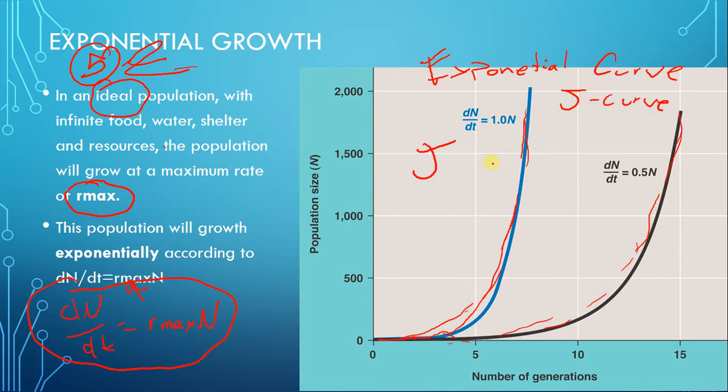Some organisms grow according to exponential growth, like bacteria, microbes, and rapidly growing populations at the beginning of their growth.